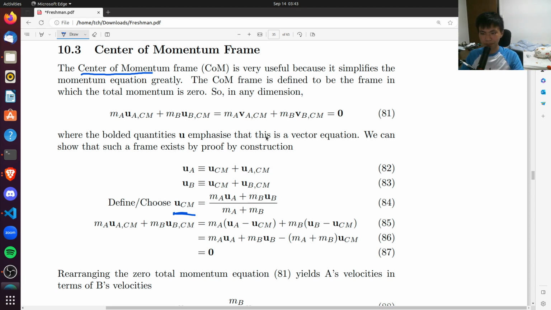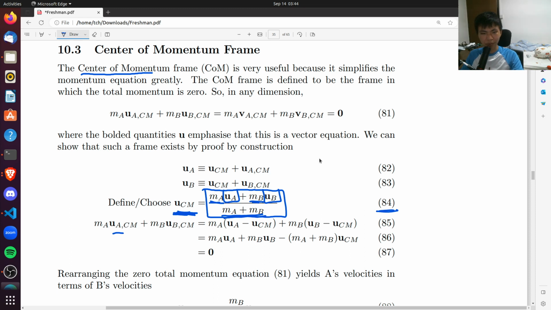So this is the proof over here, but basically the proof just involves calculating the velocity of the center of mass, which is just a weighted average of the velocities weighted by their masses. You see this ma over ma plus mb, and this mb over ma plus mb is just a weighted average of the object's velocities. Okay, so if we substitute equation 84 back into the following, then we can check that the momentum is 0.